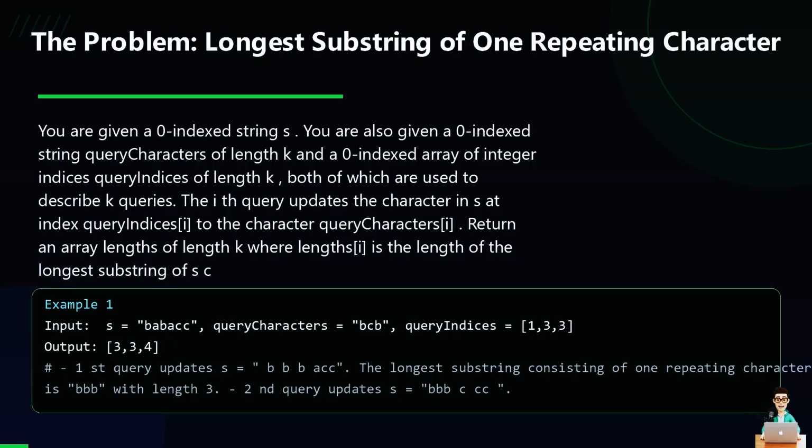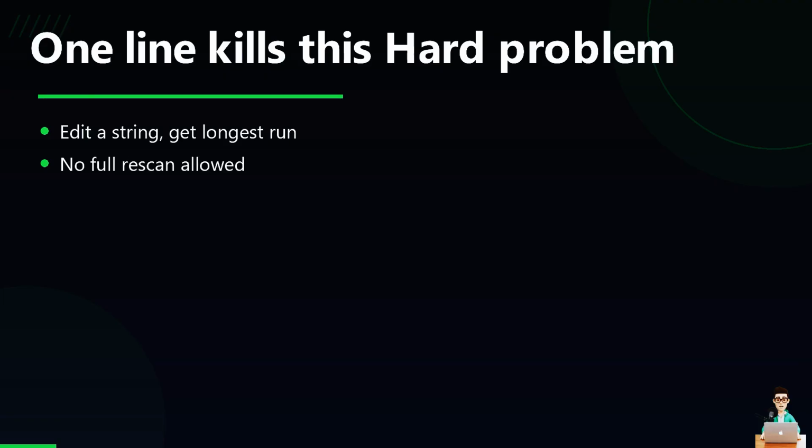You can update the character at any position in the string, as many times as you're asked. And after each update, you need to report the length of the longest run of identical characters sitting next to each other anywhere in the string. You've got a string, and every edit changes one character. After each edit, tell me the longest run of the same character, instantly.